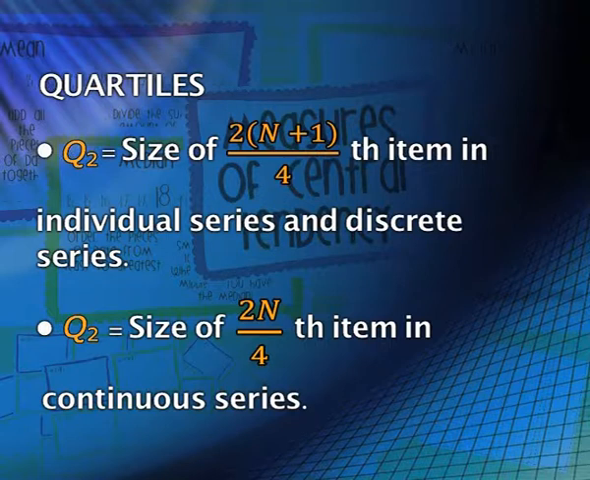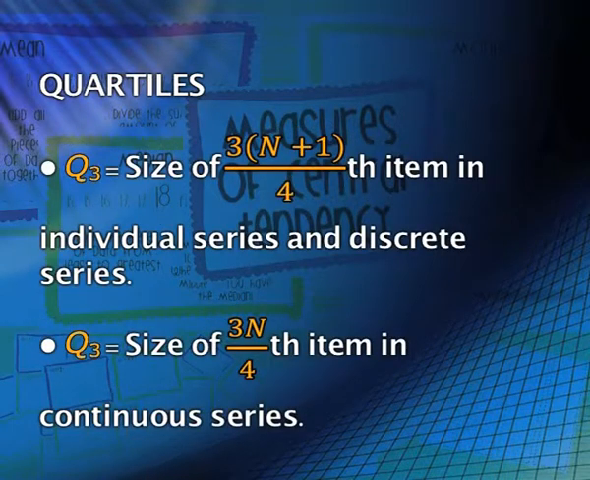Similarly, Q2 is going to be the size of 2(n+1)/4th item in individual series and discrete series, whereas Q2 is equal to size of 2n/4th item in case of continuous series. Similarly, Q3 is the size of 3(n+1)/4th item in case of individual series and discrete series, whereas Q3 is equal to size of 3n/4th item in case of continuous series.